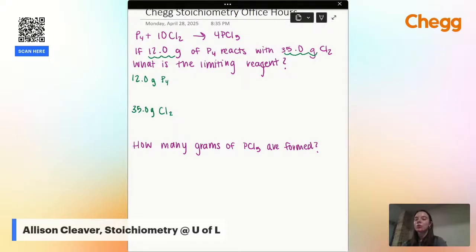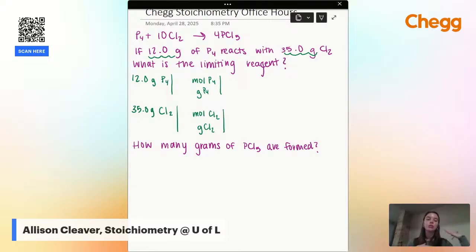Great job, guys. So we are going to go from grams of P4 to moles of P4. Now you may be saying, why, Allison, are we going to moles? That's because to go to another substance, we always have to go to moles first. We can only convert between substances if we go to that center point, which is moles.